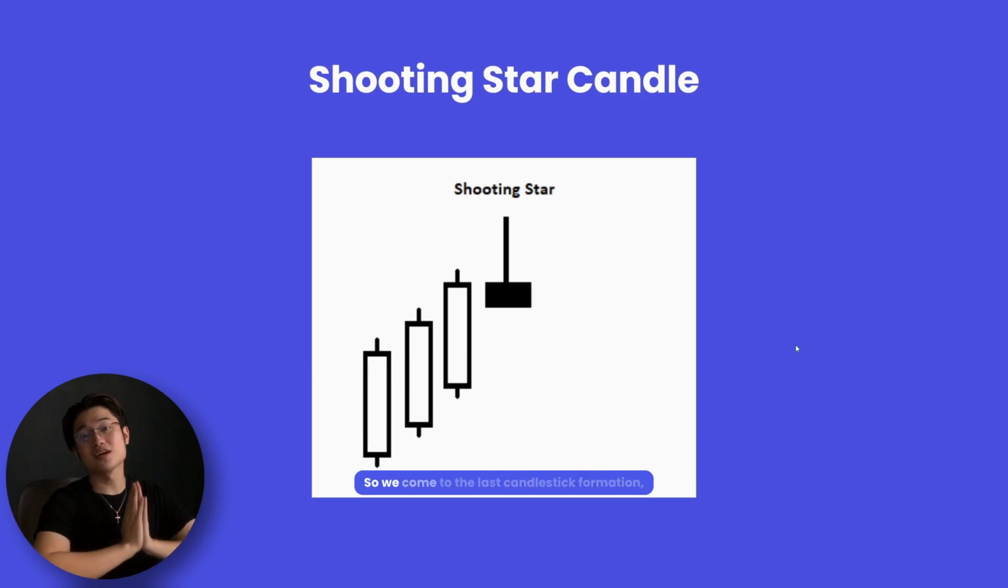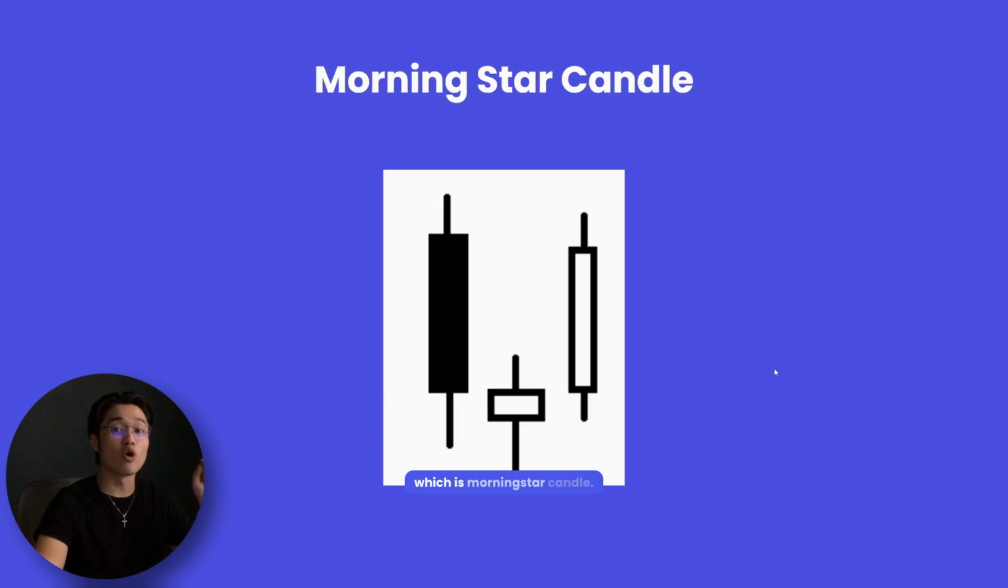Of course. So we come to the last candlestick formation, which is the morning star candle. So the morning star is a bullish version of the shooting star. Well, if you want to make it easy, use that term. But actually in the actual textbooks, the morning star should consist of 3 candles.